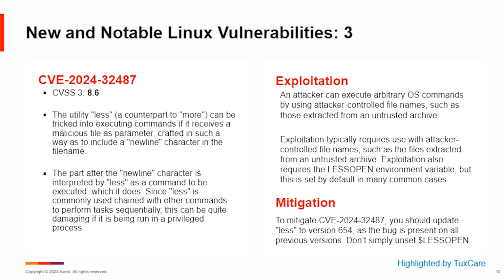So to mitigate this, you should update the less version to 654. And he's specifically saying, don't simply unset the less open function. So probably some more reading there needed to be able to fully understand that, but basically that less command needs to be updated to a version 654 to resolve the vulnerability.